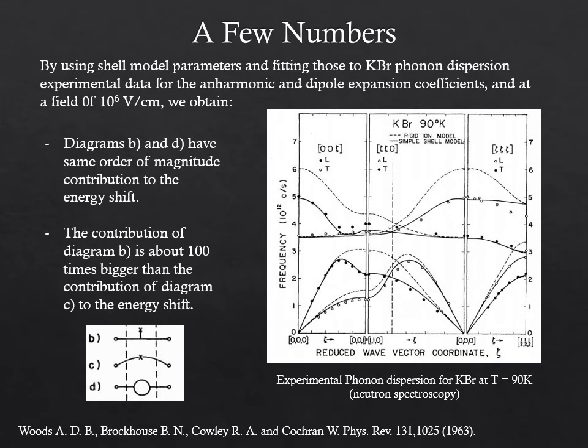So I'm going to talk about a few numbers here, like I've said before. On the right here, there's a lot of data points. Every point is an experimental data point for a neutron spectroscopy experiment done on potassium bromine at 90 Kelvin. So we see the phonon dispersion of different modes. You see the L's and the T's, right? So longitudinal and transversal. And we have different fits, the lines with different models over these experimental data points.